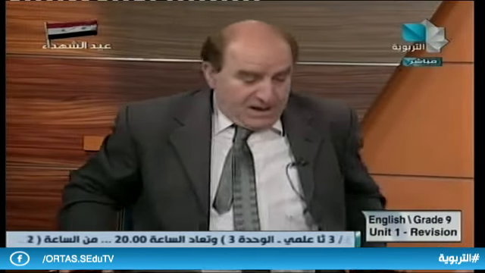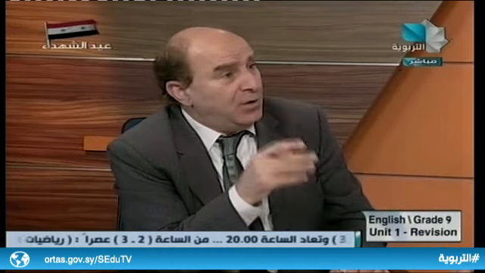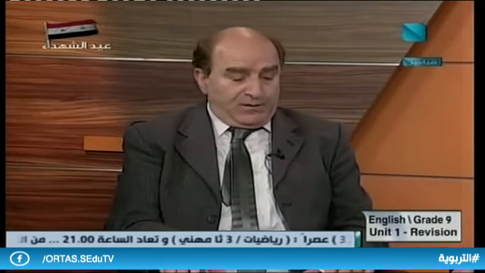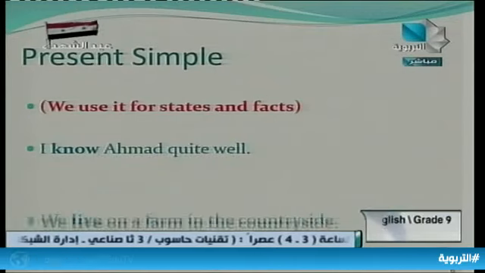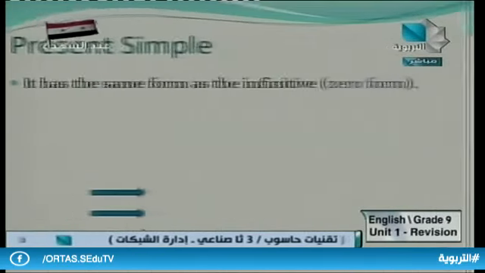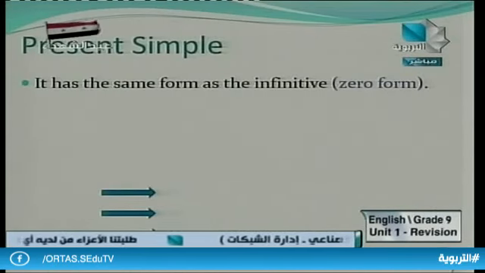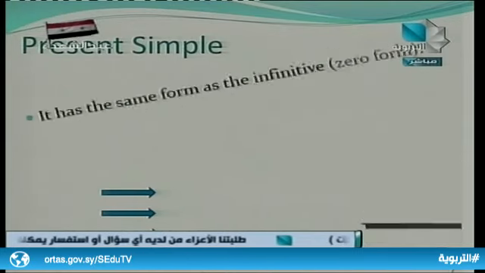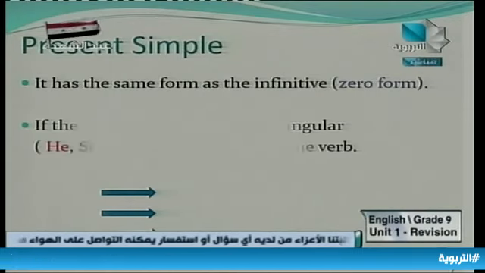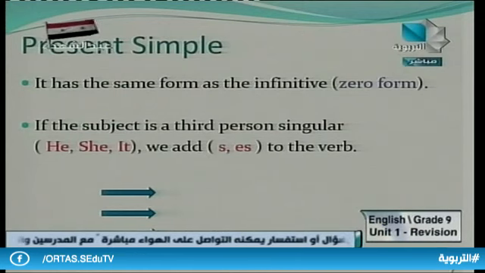Now let's continue, Mr. Basil, because time is passing quickly. Now we talk about the form of present simple. What is the form of present simple? The form is the same as the infinitive, or zero form. If the subject is a third person singular, he, she or it, we add s or es.